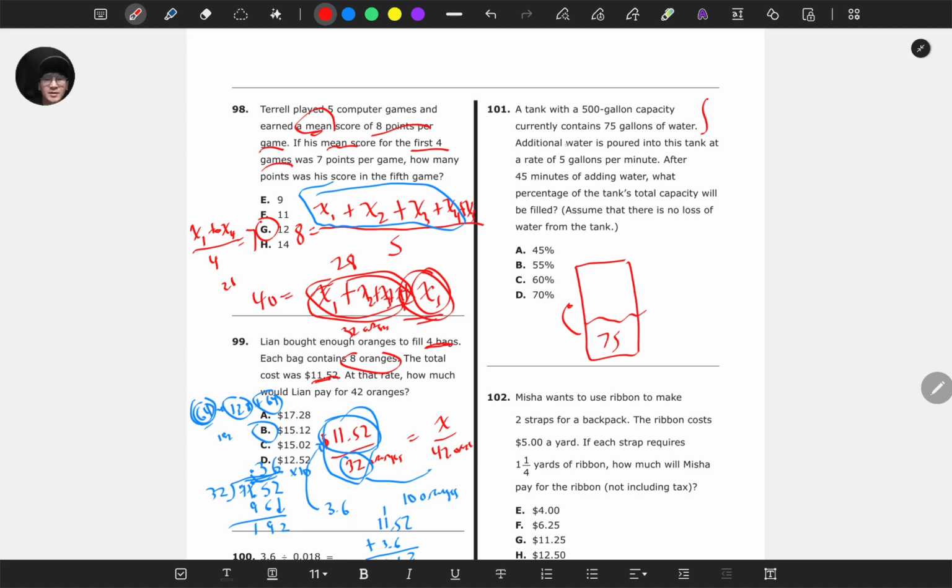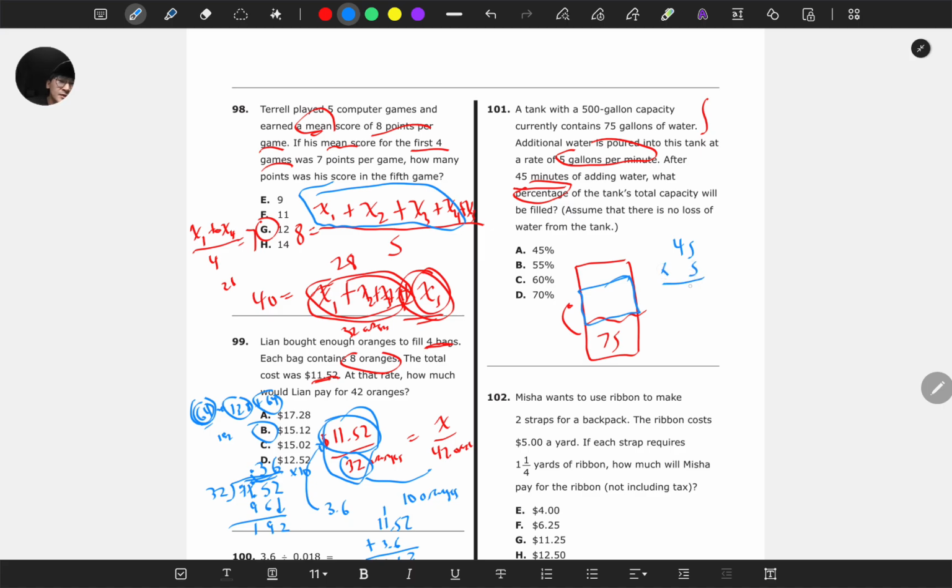Let's just continue reading. Additional water is poured into this tank at a rate of 5 gallons per minute. Okay, so after 45 minutes of adding water, so this rate is 5 gallons per minute, right? So, and he's doing this for 45 minutes. So to find out how much extra water is being added, you just multiply these. But let's continue reading. What percentage, because it's another percentage question, of the tank's total capacity will be filled? Okay, so it's 75 plus the amount that additional for refill, right? I mean, additional fill. So that means it's going to be 45 times 5.